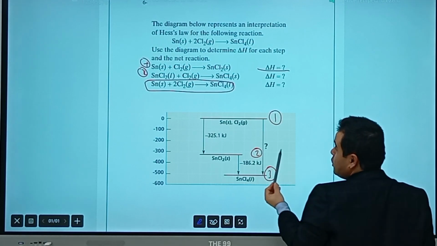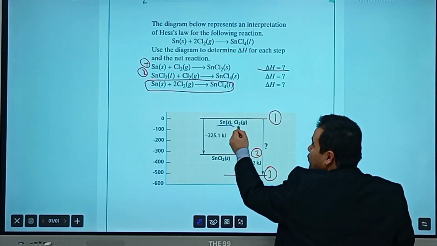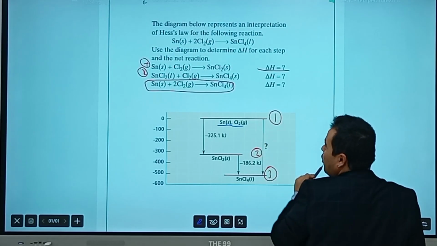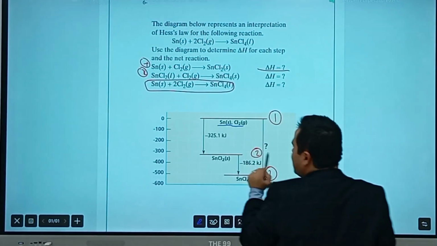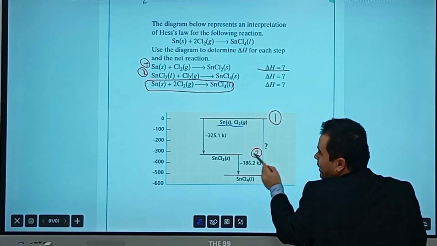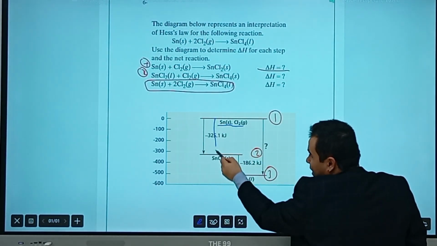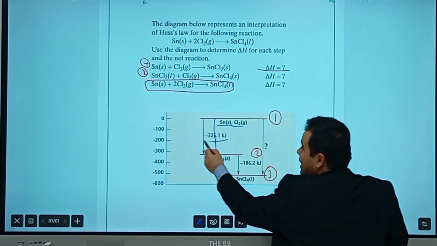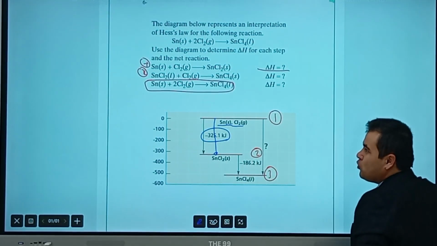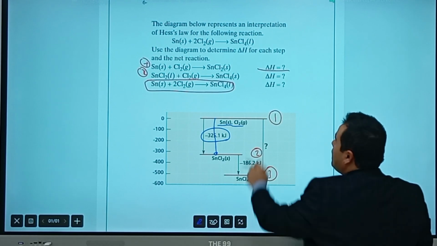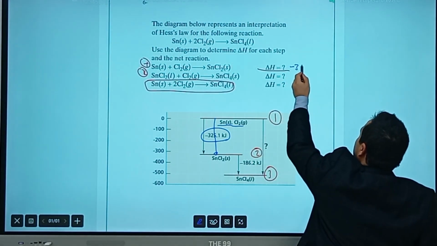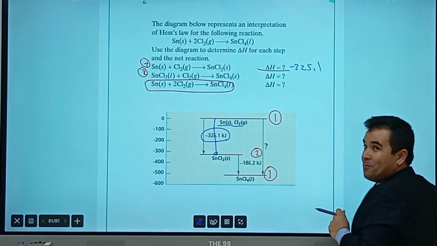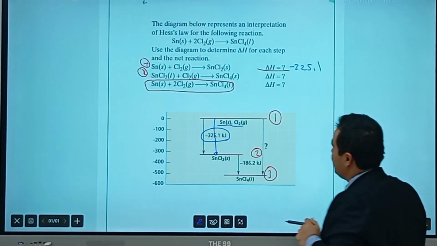SnCl2 is on which line? SnCl2 is on line 1. Okay. The product is what? SnCl2. SnCl2 is on line 2. So this distance has what? An enthalpy of formation of minus 325.1. So this is minus 325.1. That's how we can calculate it.